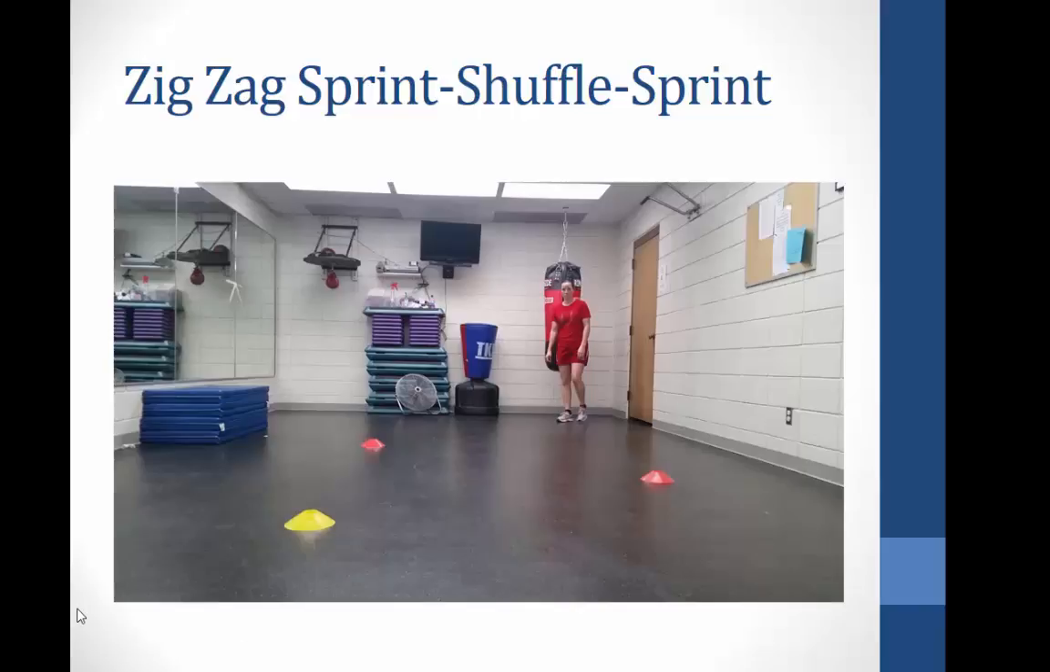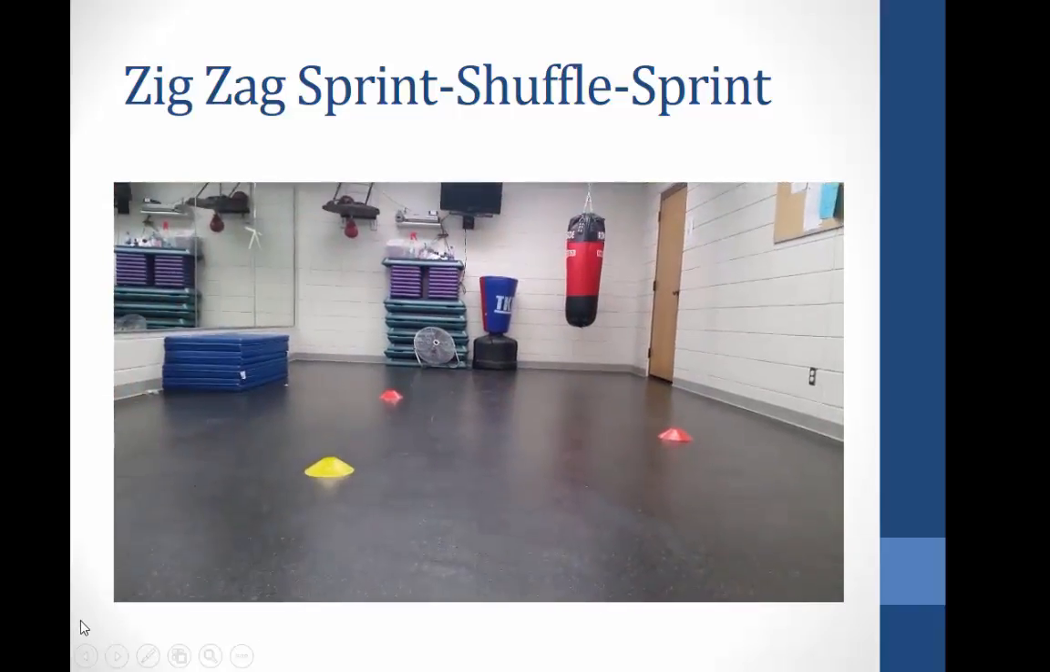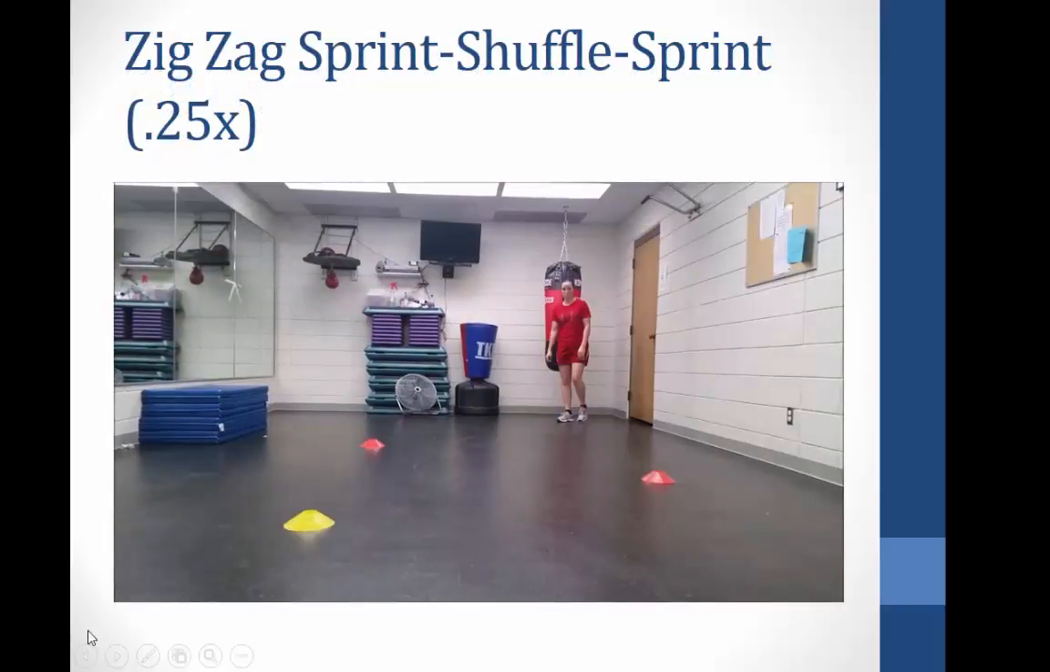The zigzag sprint shuffle sprint drill is a variation of the previous drill, but includes movement about different planes. The athlete first sprints, then side shuffles, then sprints through the final cone. This movement usually incorporates more cones, but for the sake of this video we only use 3 as a demonstration. Here's the movement at normal speed. And again at quarter speed. Keep in mind the same cues as before.